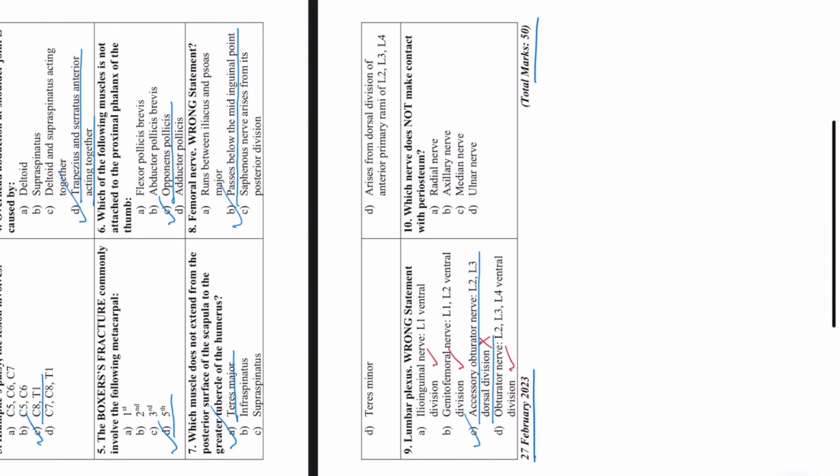So just to remind you once again, radial nerve runs in the radial groove. Axillary nerve runs along the posterior surgical neck of the humerus. Ulnar nerve passes behind the medial epicondyle of the humerus. So these three nerves are in intimate contact with the humerus, with the periosteum of the humerus. So the answer to this question will be median nerve, C.